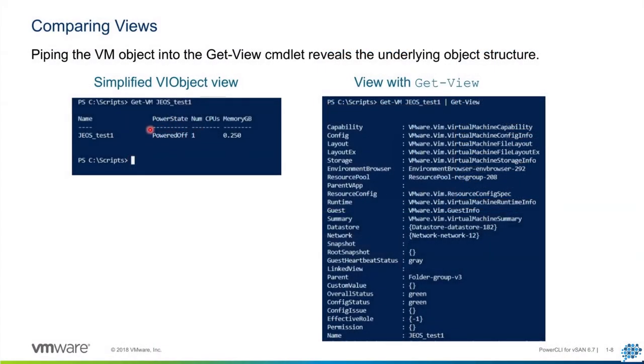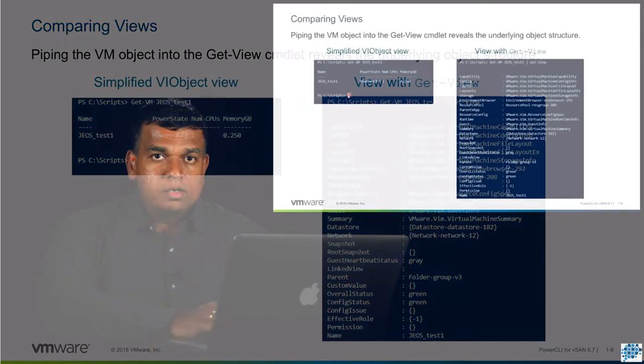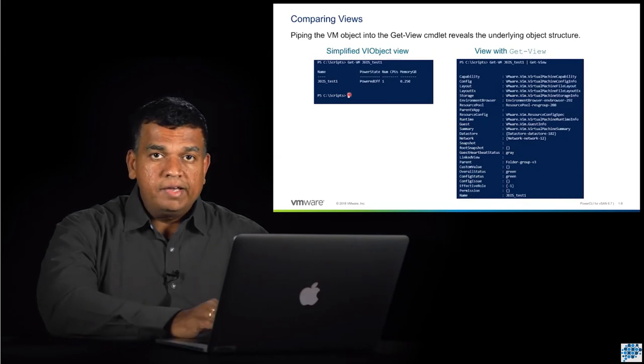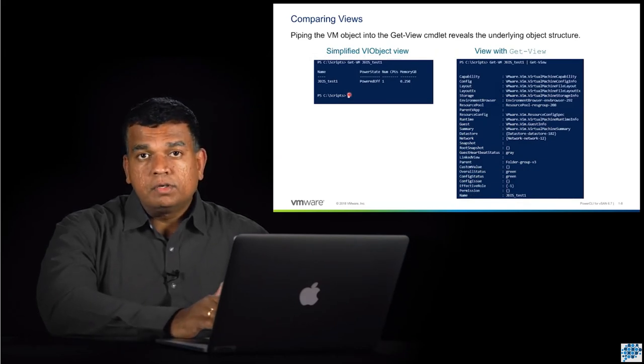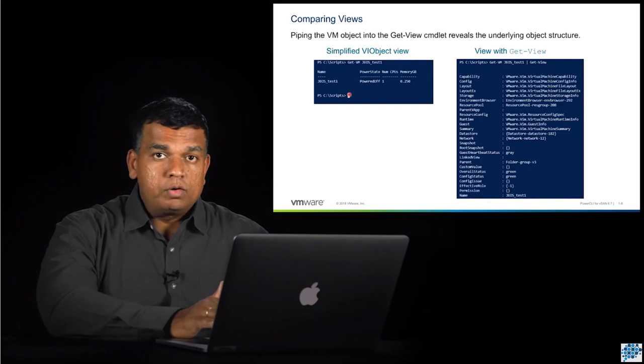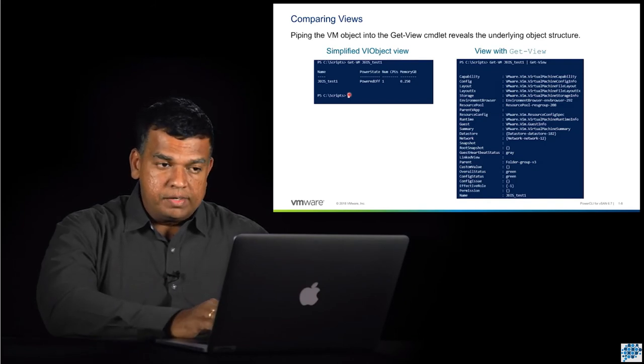On the left hand side, we are looking at a normal commandlet, which is Get-VM, which will basically return your VI objects. So I'm running this commandlet Get-VM on this virtual machine JEOS_test1, and we get output which shows us the virtual machine object, which is also called a VI object. These are the objects which we use with PowerCLI normally in our day-to-day operations.